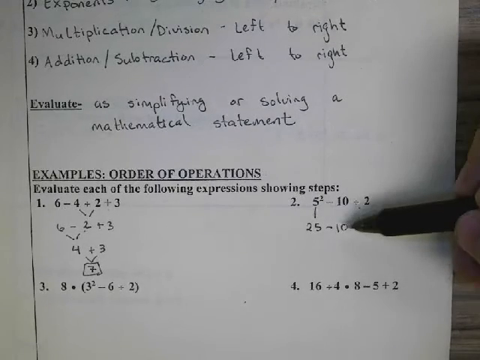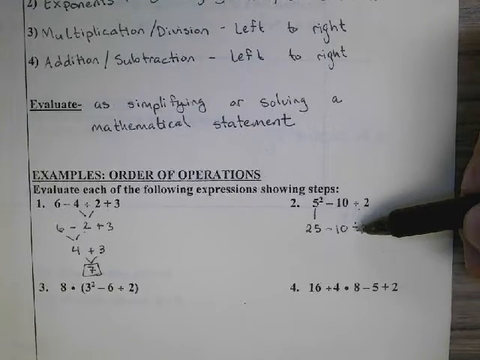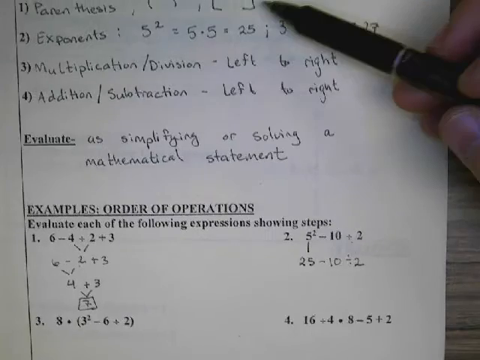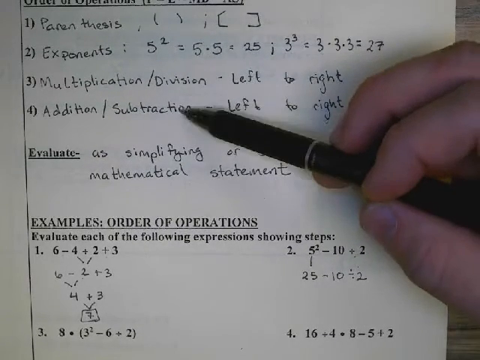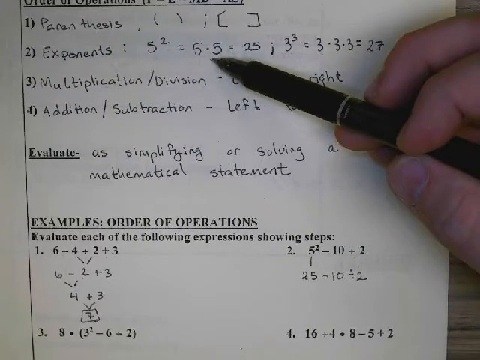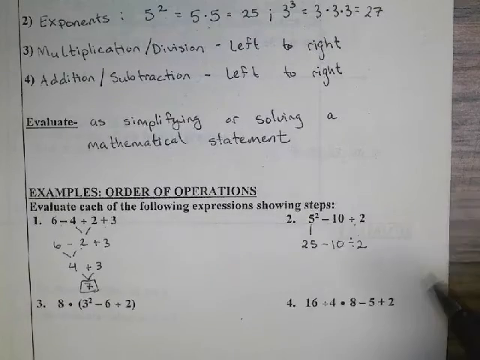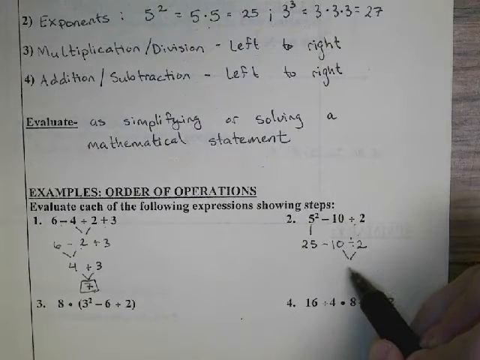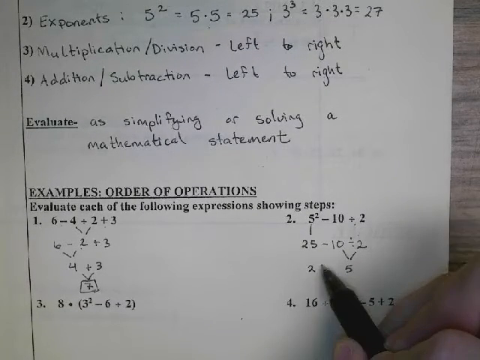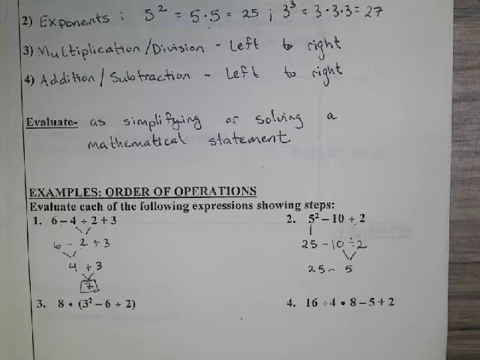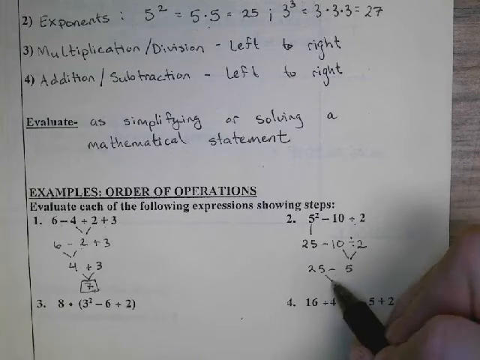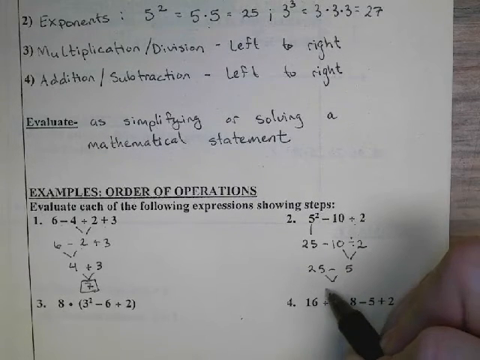And now I have subtraction or division. Well, if we look back up, we'll see, oh yeah, division comes before subtraction, so I'm going to do division first. So I'll go 10 divided by 2 is 5. Then we'll bring the 25 minus down. Now we'll finish up with this final bit of subtraction, and 25 minus 5 is 20.